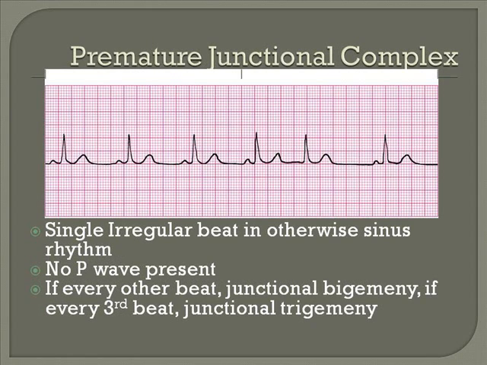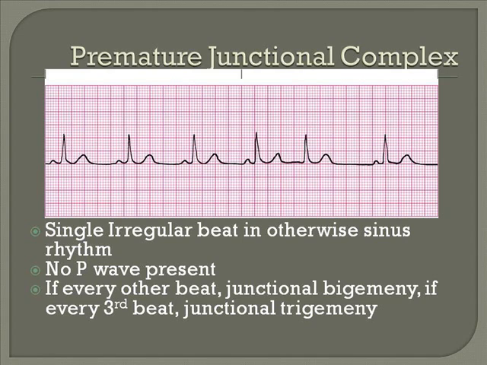Just as we had the PACs before, now we can have a PJC. That's a premature junctional complex or contraction, as it's sometimes called. Now, as you look at this strip here, you'll notice that it's mostly regular except for one irregular beat. It's the fifth beat in this strip.